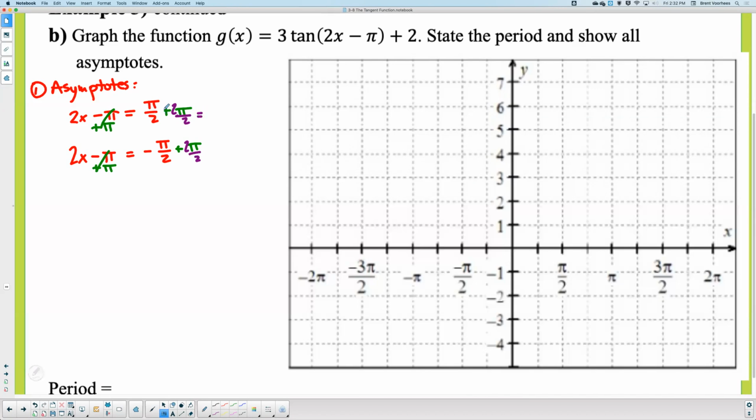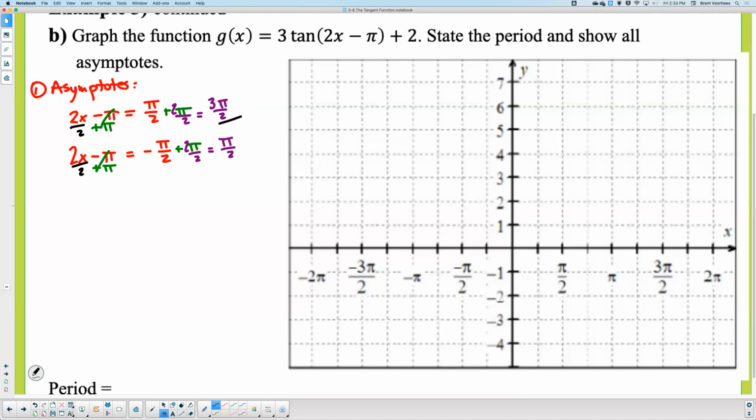So what is pi over 2 plus 2 more pi's over 2? That's 1 pi over 2 plus 2 more pi's over 2 becomes 3 pi over 2. And then here I have a negative pi over 2 plus 2 pi over 2. Just a pi over 2. Okay, good. And then x isn't isolated yet. What's our last step? Divide by 2.